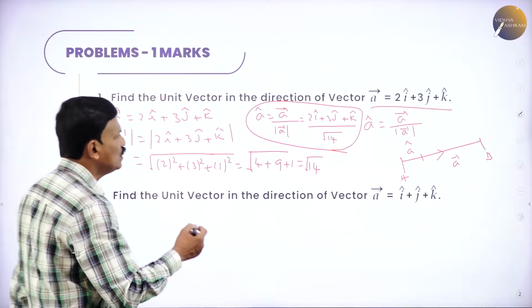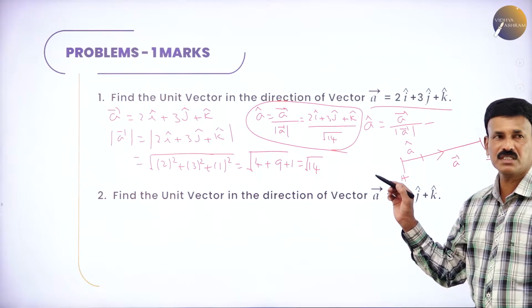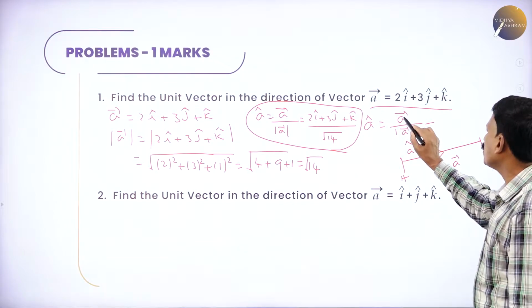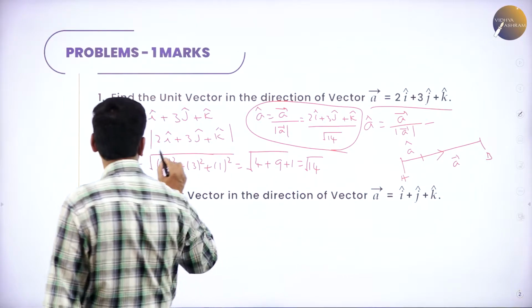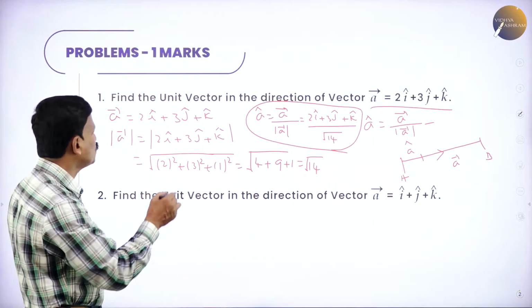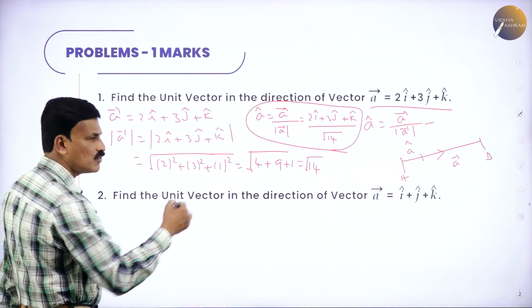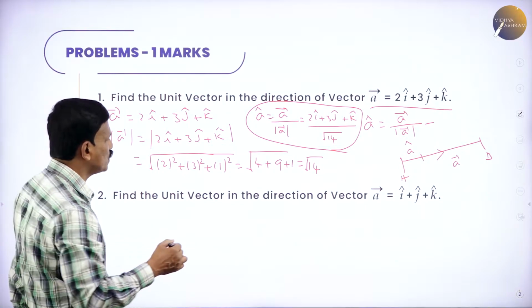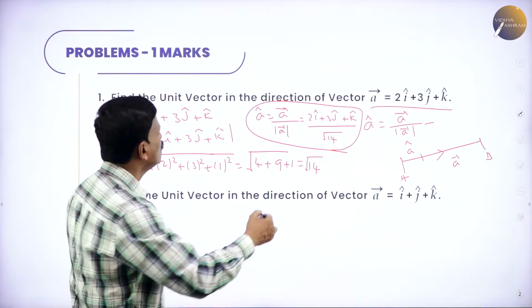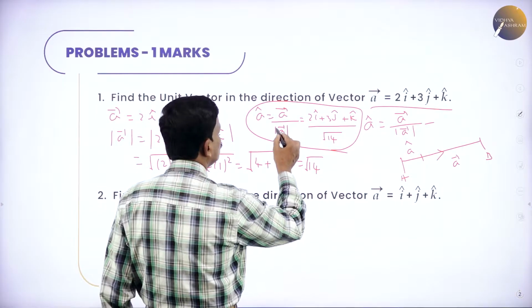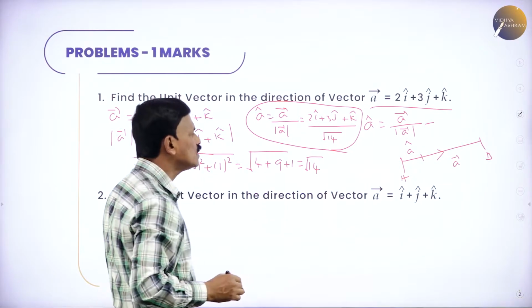Now, what is the formula for unit vector? If A is a vector, then the unit vector along A is given by A cap is equal to vector A divided by its own length. So here A is equal to 2i plus 3j plus k. Length of A is equal to magnitude of 2i plus 3j plus k, that is square root of 2 square plus 3 square plus 1 square, the coefficients of i, j, k squared. So 4 plus 9 plus 1 is equal to root 14. Therefore, the unit vector A cap is equal to vector A divided by its own length, that is 2i plus 3j plus k divided by root 14.